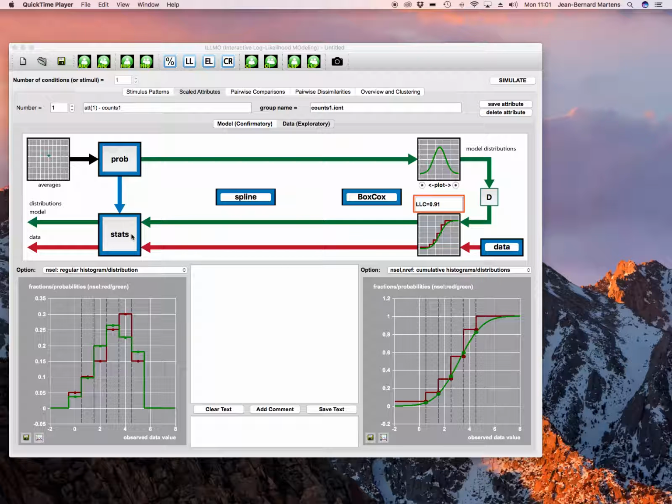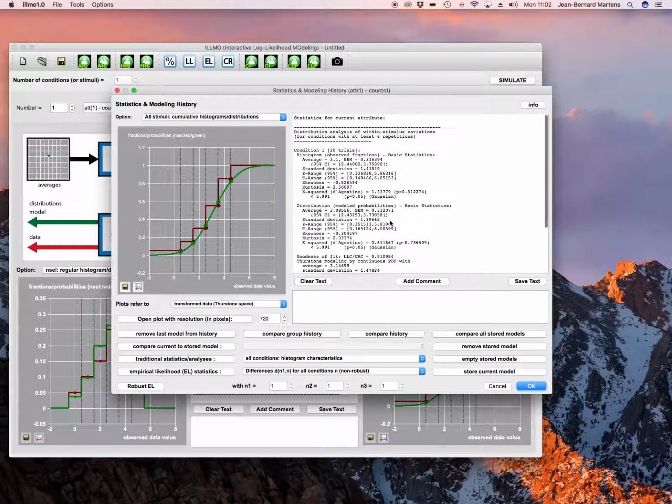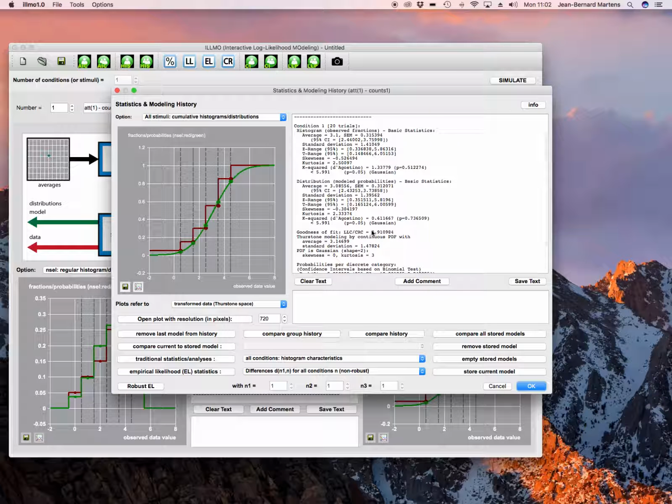So one way of obtaining information is to select the histogram characteristics and to get some basic information about the histogram, which is the red curve that has been read. One of the things that we obtain is that the average is 3.1, standard deviation is 1.41, and so on. ILLMO approximates this histogram by the Gaussian distribution, which is the green curve, and the parameters of that distribution, which are the average and the standard deviation, are specified here.